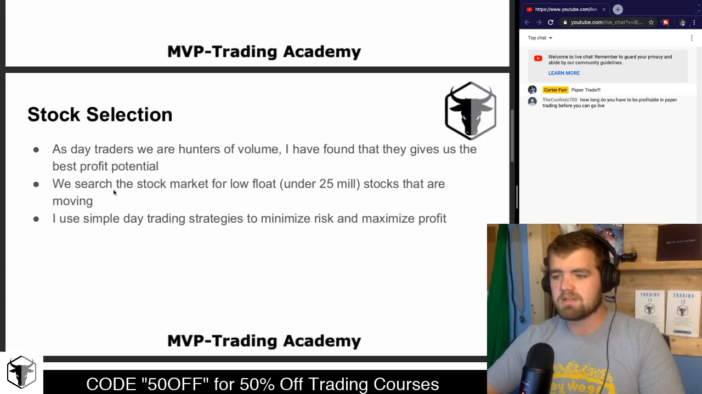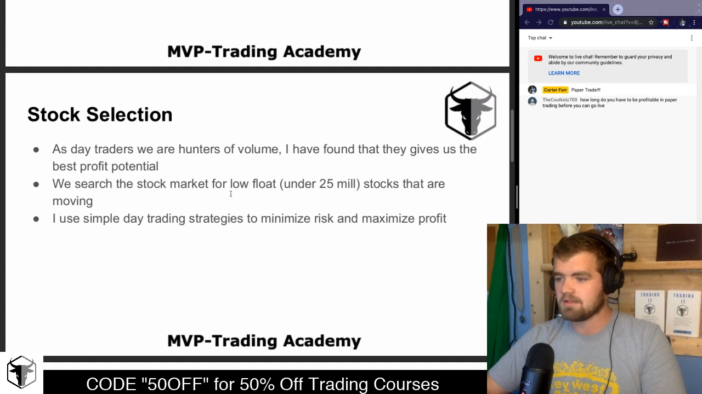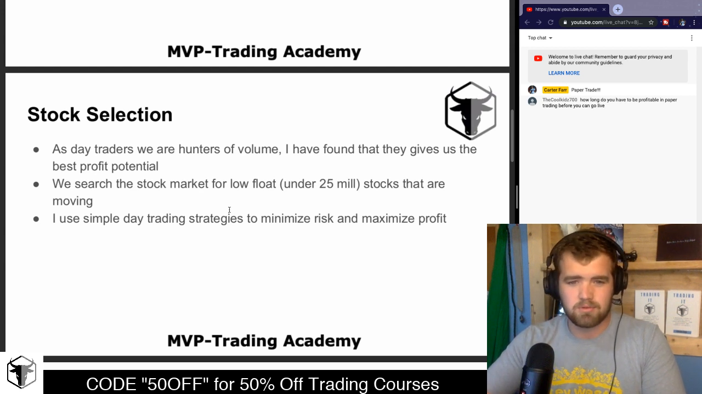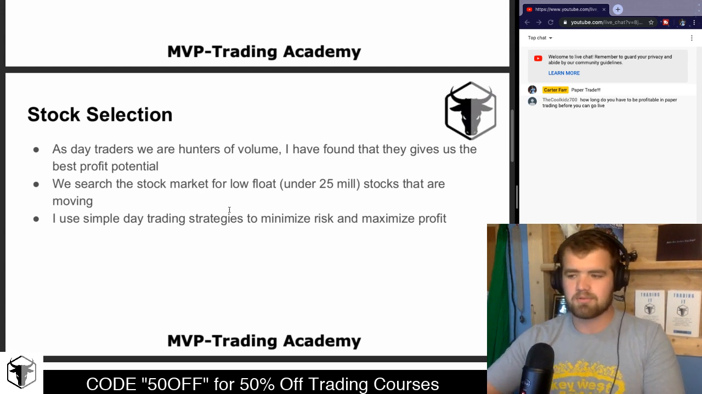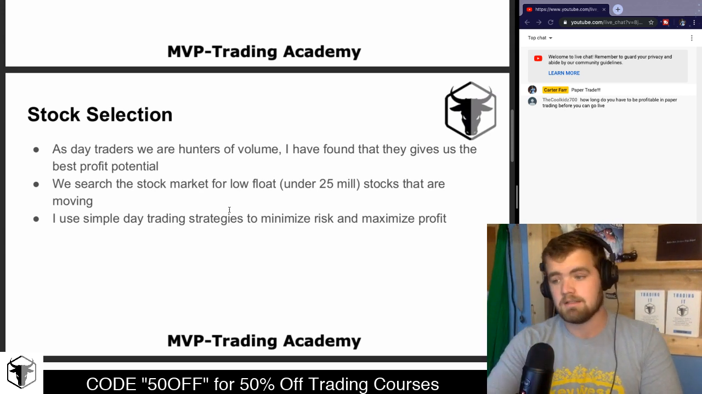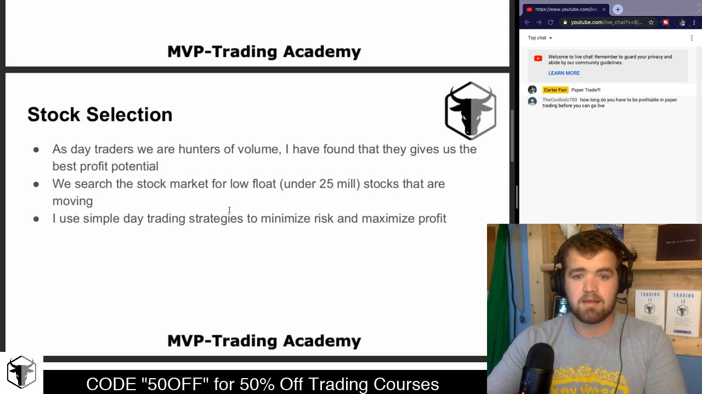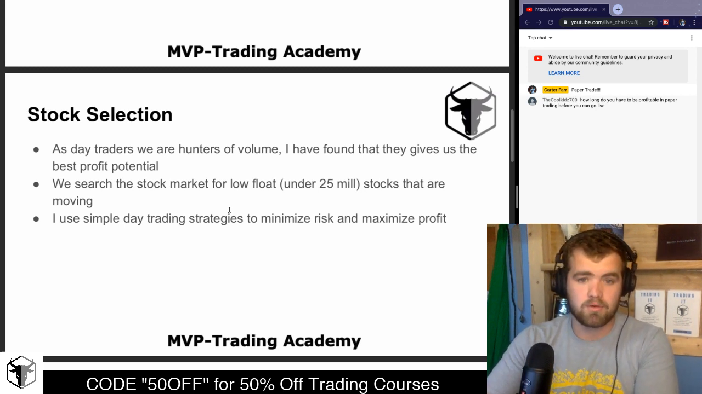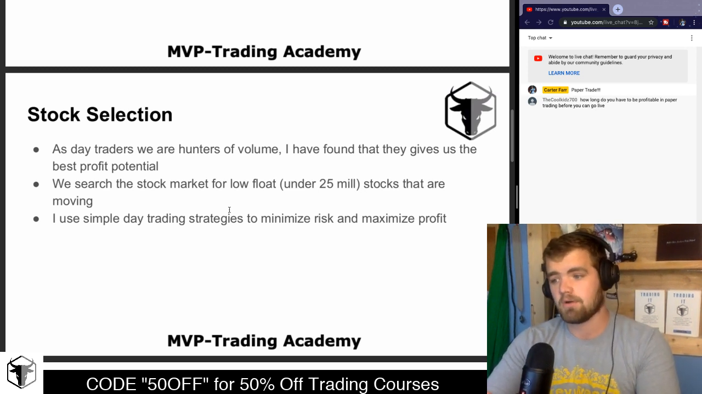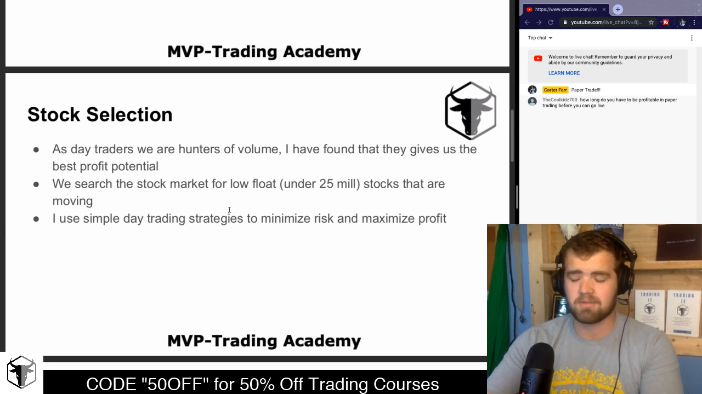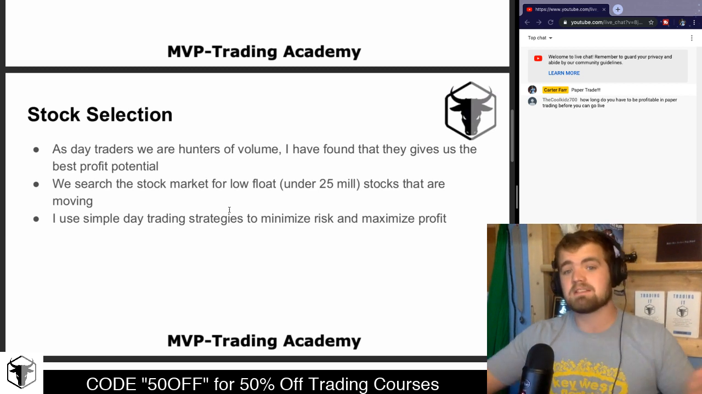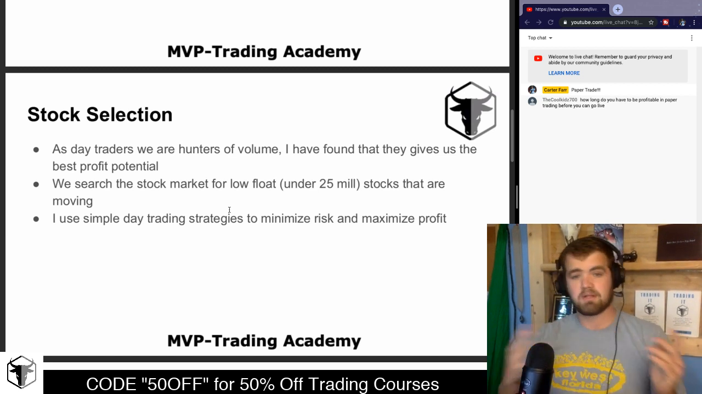So really what we search for is low floats. At least that's my strategy. Some people trade high float stocks or blue chip stocks, but the reason I don't trade those is two things. The first thing: imagine we're trading Ford. Ford has a float in the billions, meaning they offer multi-billions of shares.